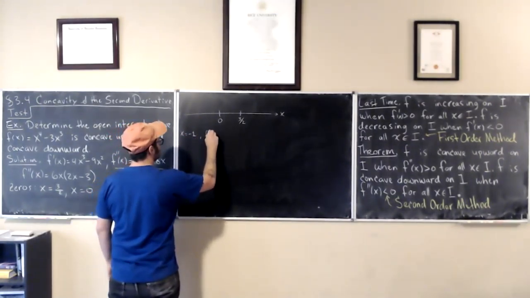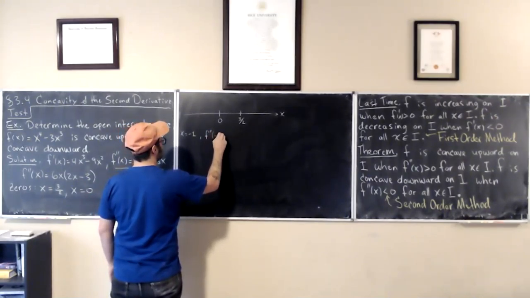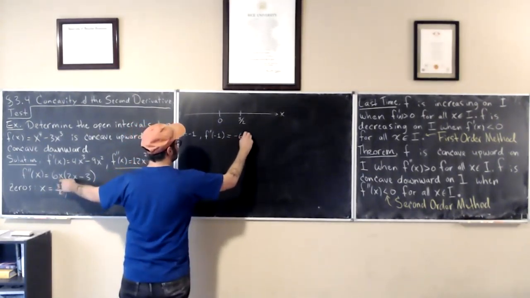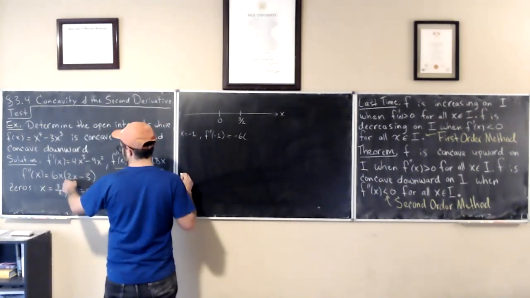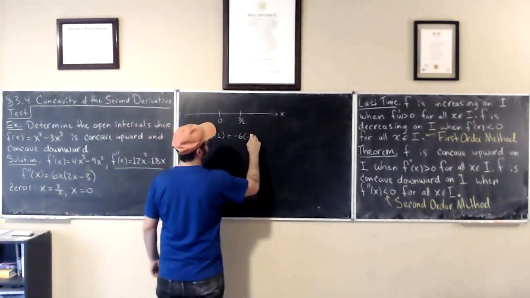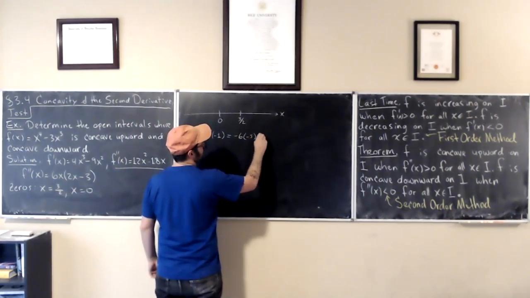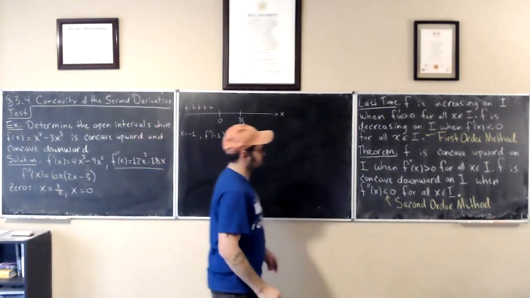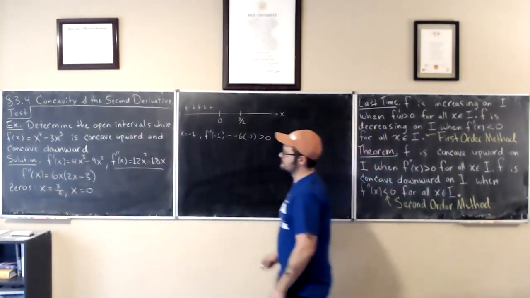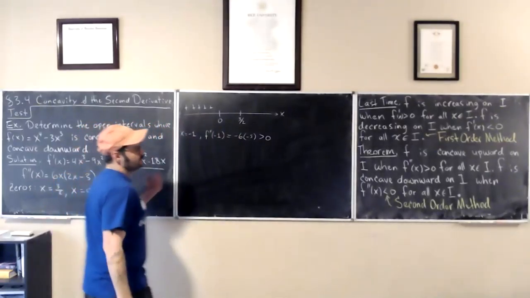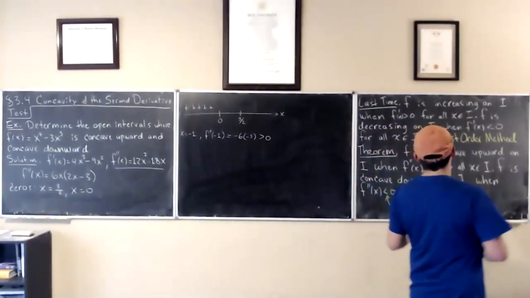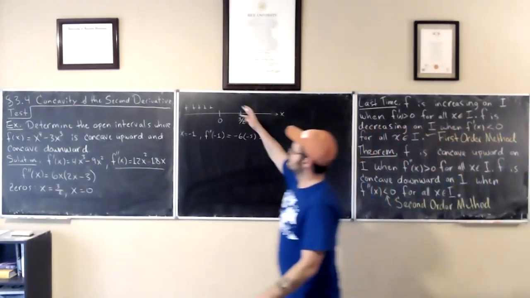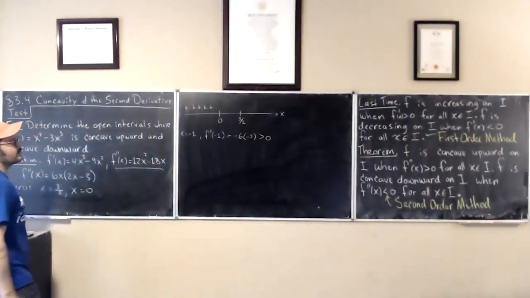So then f double prime of -1 is equal to -6 times -2 minus 3, and that's positive. So the second derivative is going to be positive over here, which means that the first derivative is increasing, which means that it should be concave upward on that interval, negative infinity to zero.